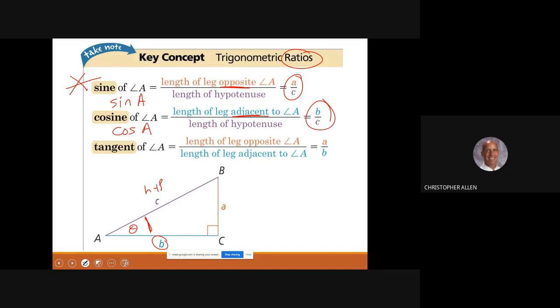And last but not least is tangent. We call it tan A on the calculator. If you look at your calculator, you'll see buttons that say COS, SIN, TAN. That's what those are. This is the tangent of angle A, and it is the opposite leg over the adjacent leg. Remember, this is going to be opposite, and this is going to be adjacent. So it's going to be A over B. Okay?